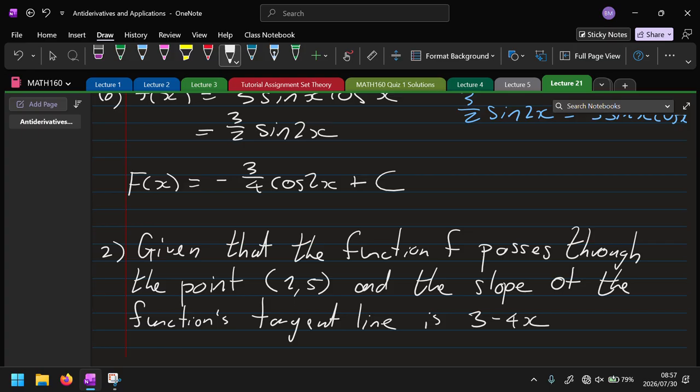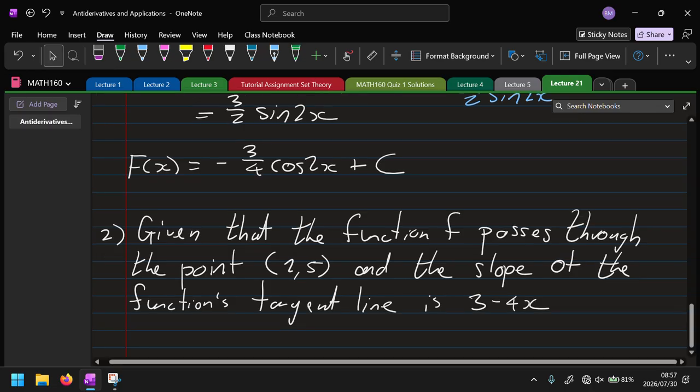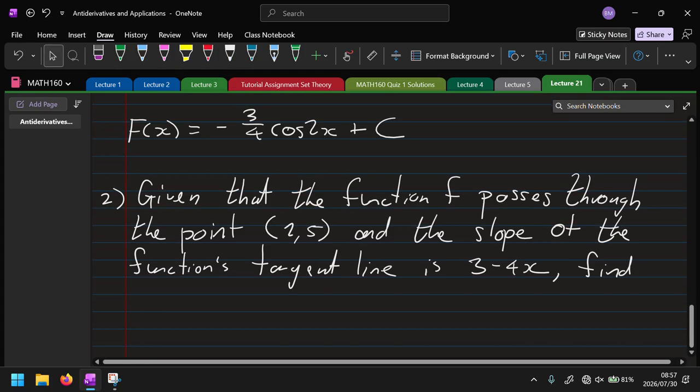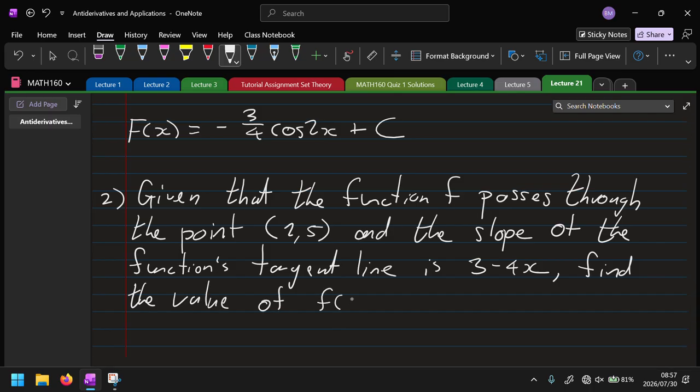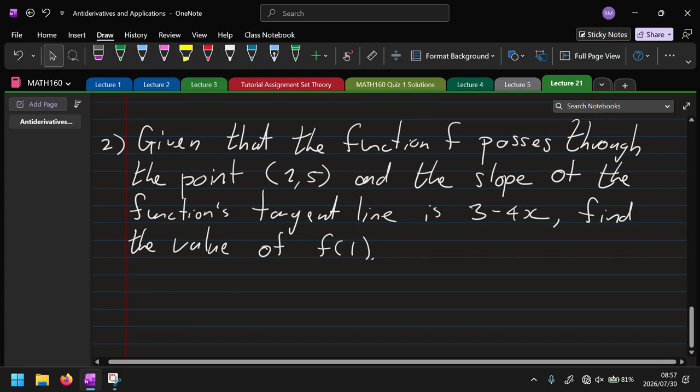Now be careful with this. This isn't the tangent line. This is the slope of the tangent line. Okay, so please read carefully there. Okay. Find the value of f of 1. Okay, so little word problem to do.